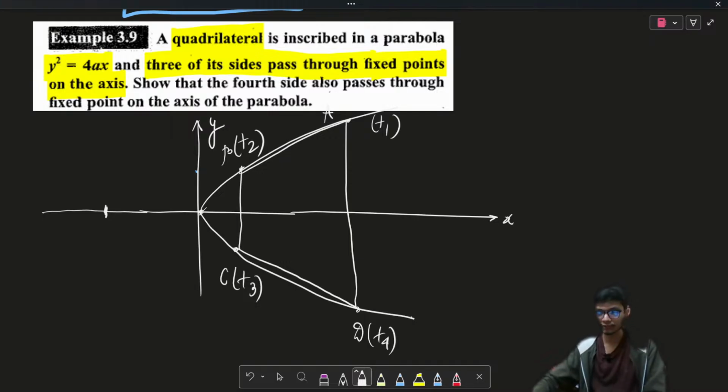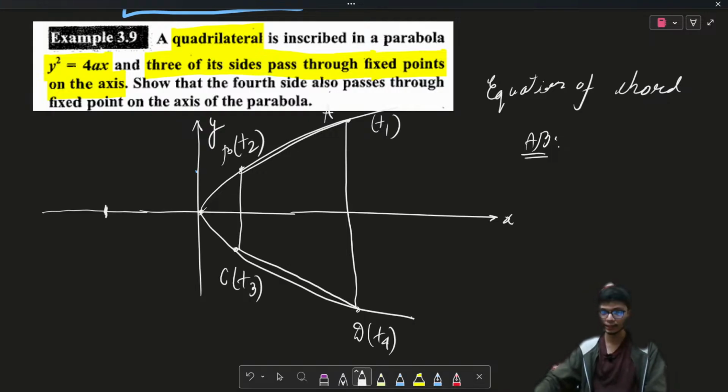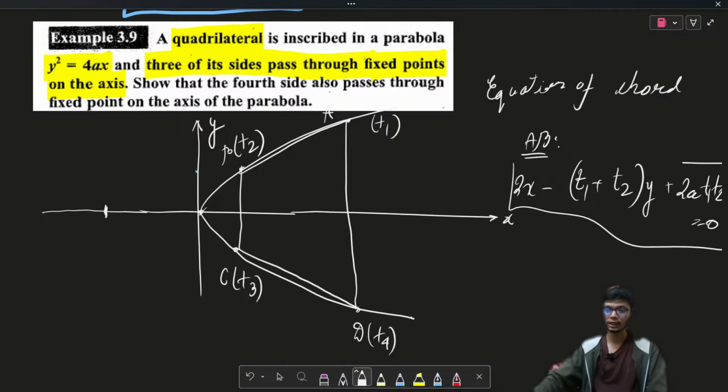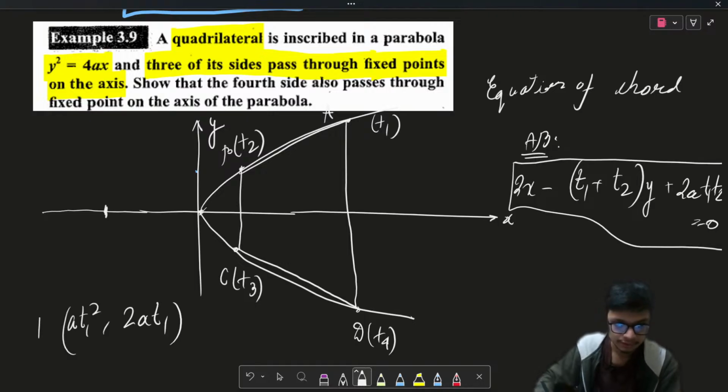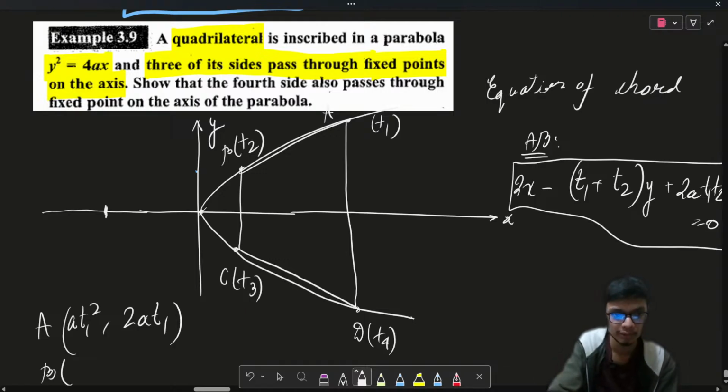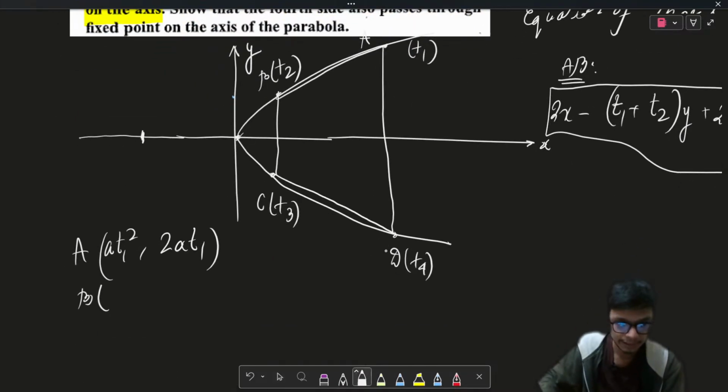Before we do that, let us first get the equation of the chord AB. The equation of any chord AB can be given in terms of parameters t1 and t2, and if you solve it, it will simply turn out to be 2x minus (t1 plus t2)y plus 2a t1 t2. This is going to be the equation of any chord of a given parabola, which can be easily found because you know that point A is going to be (a t1 square, 2a t1). This is my point A, and similarly I can obtain my point B as (a t2 square, 2a t2), right?